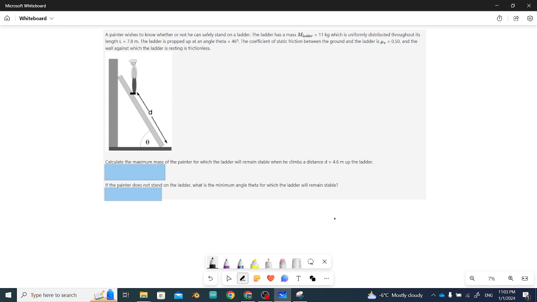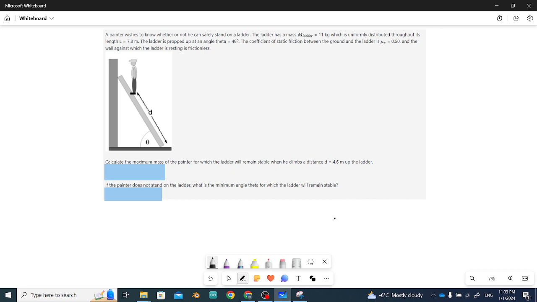So first off, let's read it. A painter wishes to know whether or not he can safely stand on a ladder. The ladder has a mass of 11 kilograms, which is uniformly distributed throughout its length, 7.8 meters. The ladder is propped up at an angle theta equal to 46 degrees.